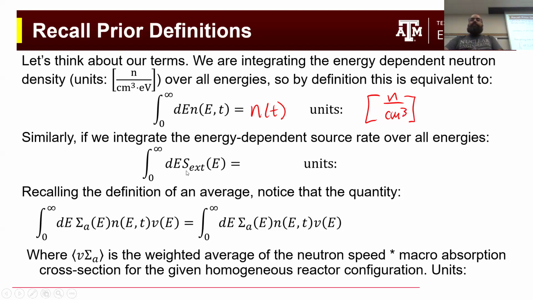Similar thing with this energy dependent source rate. This is neutrons per unit volume, per unit time, per unit energy. But if I integrate it out over all energies, then it's just going to be telling me about my total source term. So this thing is going to have units of neutrons per unit volume per unit time.